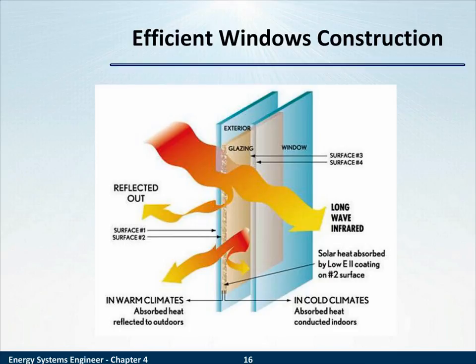Here's a construction of a window that has a low E coating, the low E being pictured by a brown coating. And what the low E does is it is a low emissivity coating. It has a low ability to re-radiate heat.